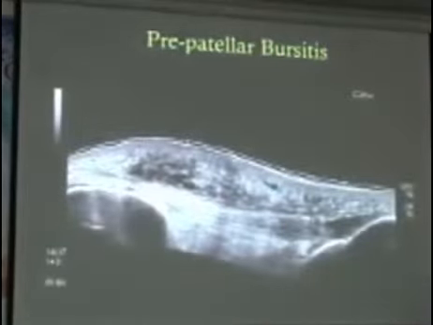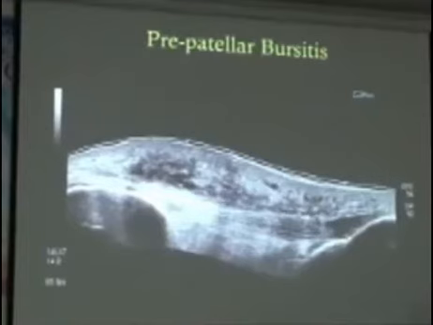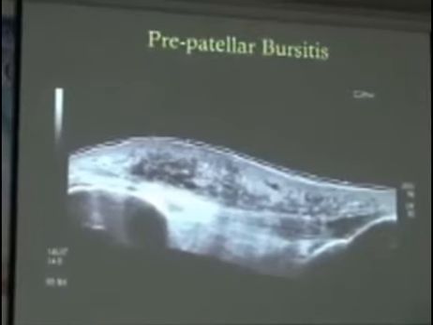So this is an image of a prepatellar bursitis. So this is the patella in this location, the patella tendon here coming down onto the tibia. And you can see that there's quite marked swelling of this prepatellar bursa with heterogeneous changes, and it's very common to also see increased vascularity in this area as well.